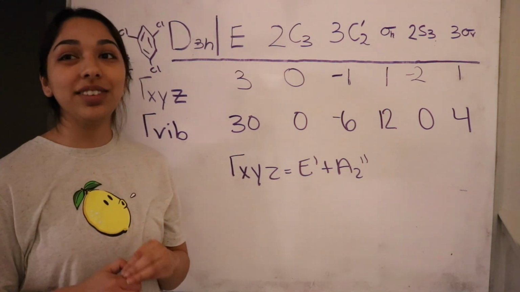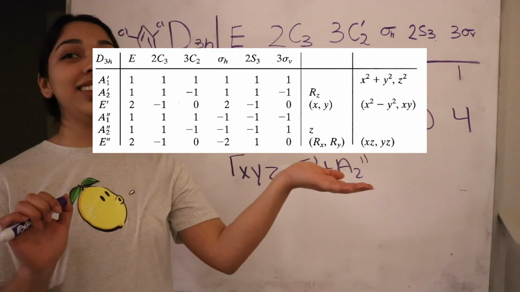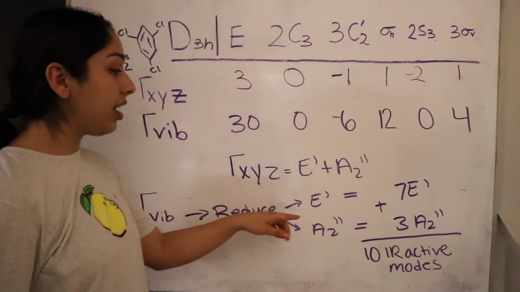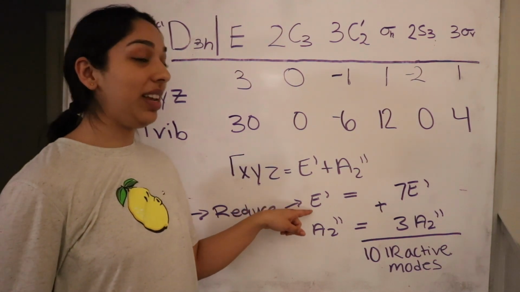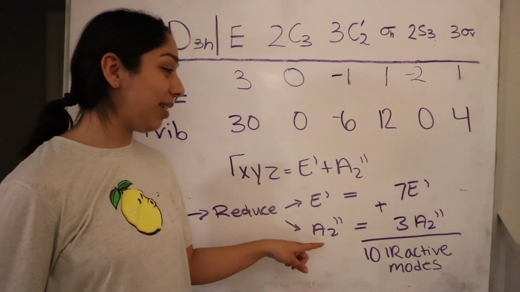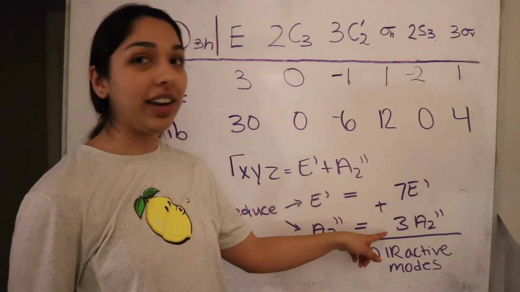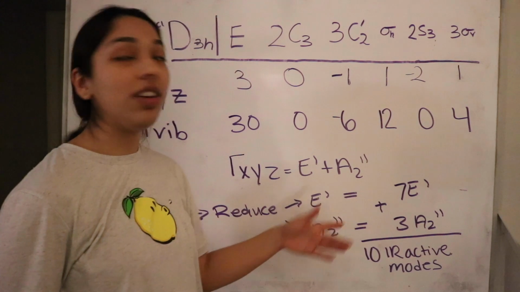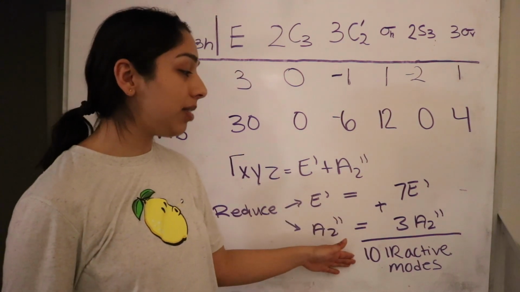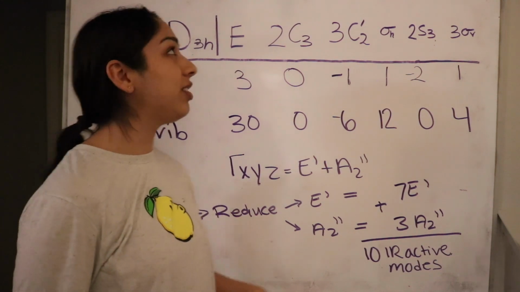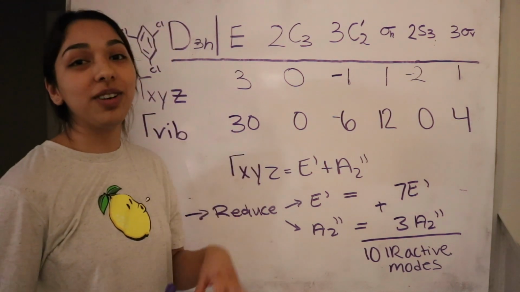So referring back to our character table, going to our gamma Vib and reducing, with E prime and A2 double prime, we get the coefficients of 7 for E prime and 3 for A2 double prime. All you have to do is add them, which sums to 10, and that means we have a total of 10 IR active modes for 1,3,5-trichlorobenzene. So Louisa, are you ready for that final?